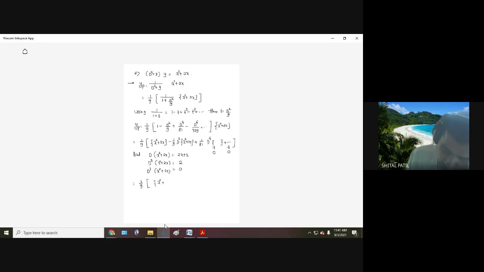No change in the first bracket. Minus 1 upon 9 of the second derivative, this part, that is 2. Next is 0. Next is 0. Remaining all are equal to 0. That's it. Are you understanding? Are you getting the concept?